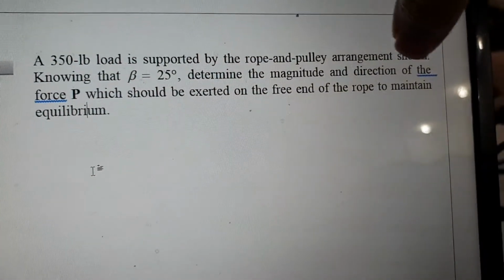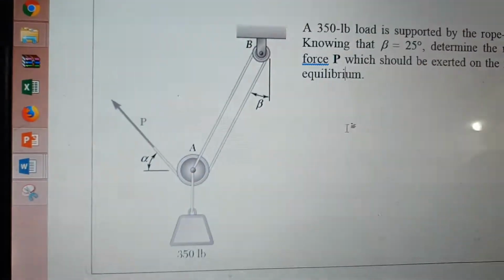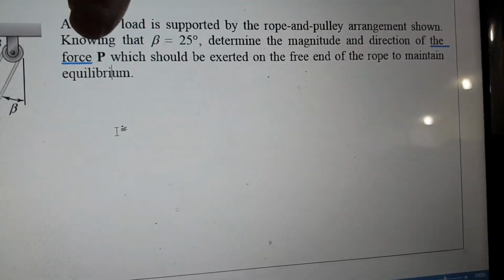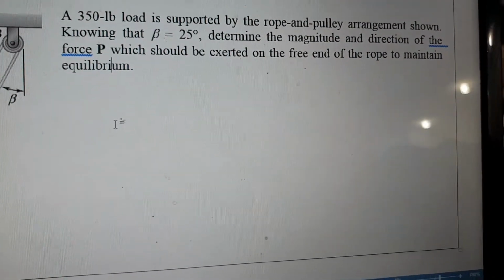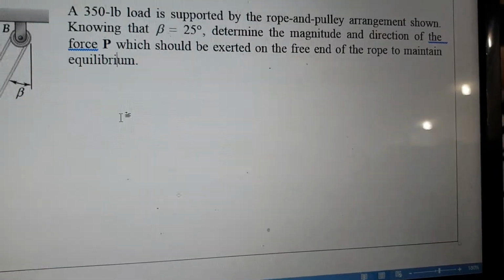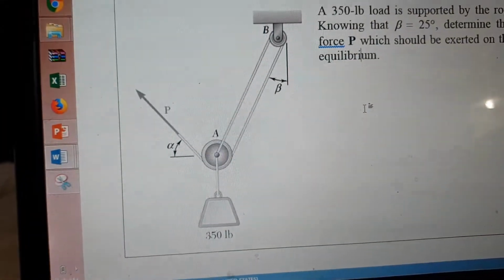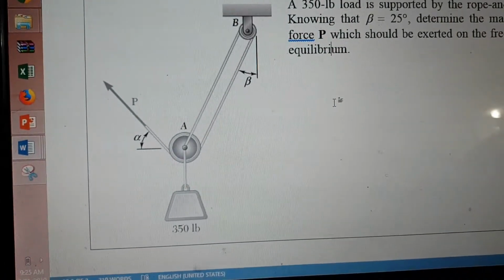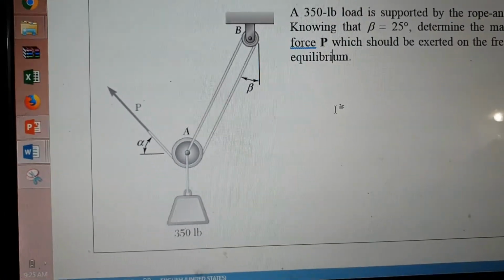Determine the magnitude and direction of the force P. So he wants to know the force P. What will be the force P? Determine the force P, which should be exerted on the free end of the rope to maintain equilibrium. He wants to maintain equilibrium for this not to fall and for this to stay suspended like that. So he wants to find P.